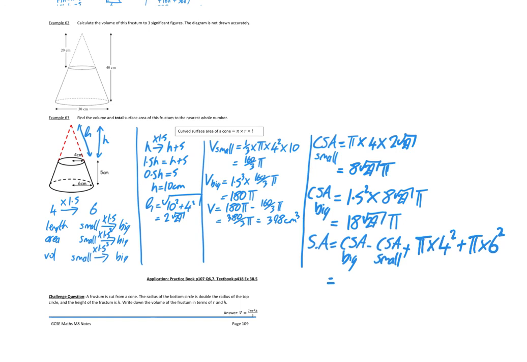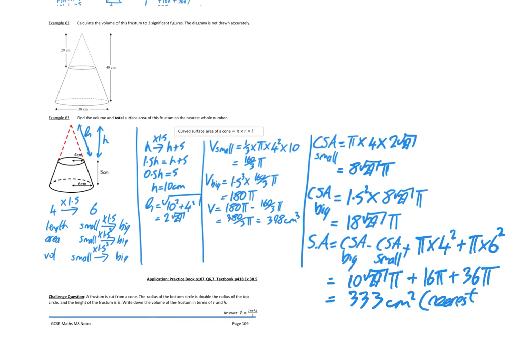So the curved surface area of the big minus the curved surface area of the small is going to be 10 root 29 pi, and then plus I've got 16 pi plus 36 pi, and then let's just work this all out and see what we get. So you have got 10 times root 29, and then that's being multiplied by pi, plus I've got my 16 lots of pi, plus I've got another 36 lots of pi, and that works out to be 332.5, so 333, it's going to be centimeters squared to the nearest whole. Okay, so that is quicker maybe, but difficult. But if you prefer the first way of doing it, all well and good.